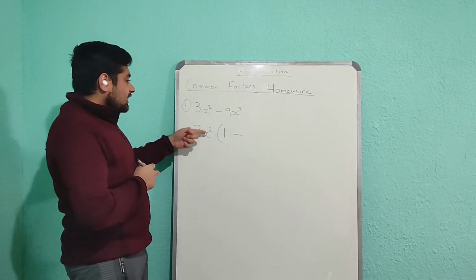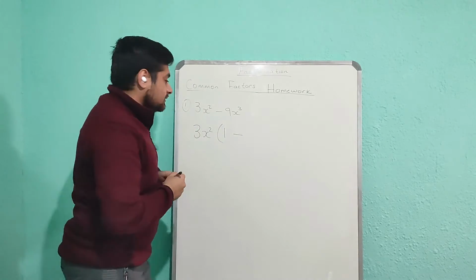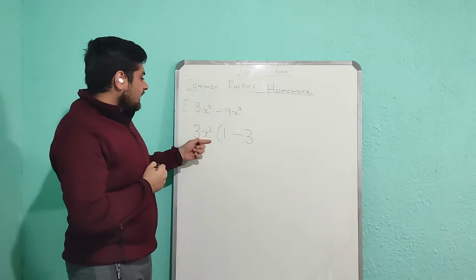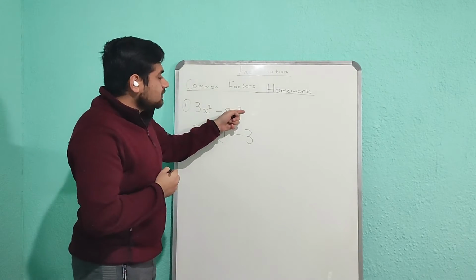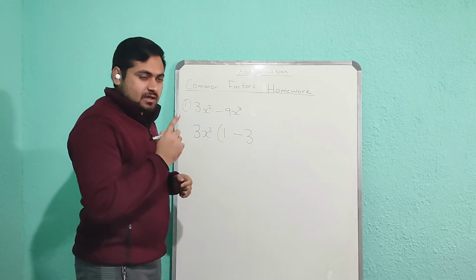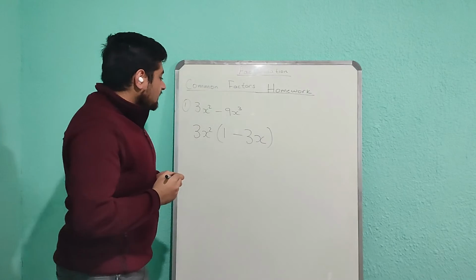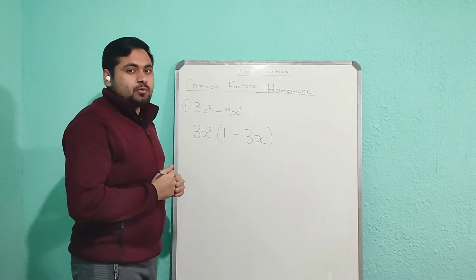Now we got 3 here and we got a 9 here. How many times does 3 go into 9? 3 times, correct. So you got 3. And how many times does x squared go into x to the power of 3? Here we got the power of 2, here we got the power of 3. How many x are we missing? 1. Therefore, we simply have x here. So our final answer is 3x squared into the bracket 1 minus 3x. Let's move on to question 2.